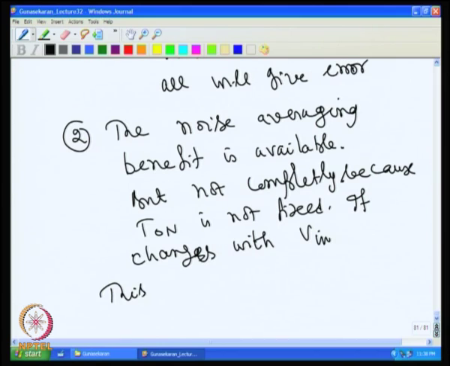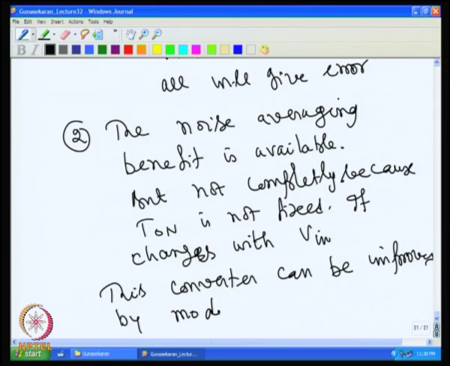But this converter can be improved by modifying the circuit. Of course, we put in some extra components when modifying the circuit. We can also obtain dual slope ADC function using this type of converter. Of course, you will modify the charging and discharging method so that one can use the dual slope converter in the microcontroller world, because the dual slope converter has many advantages.